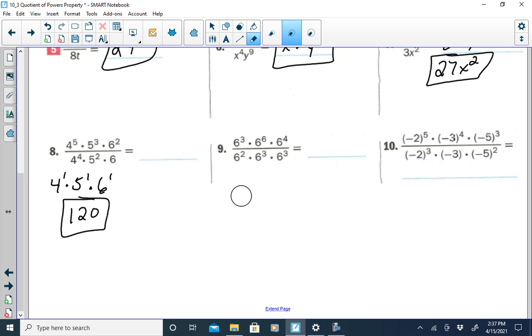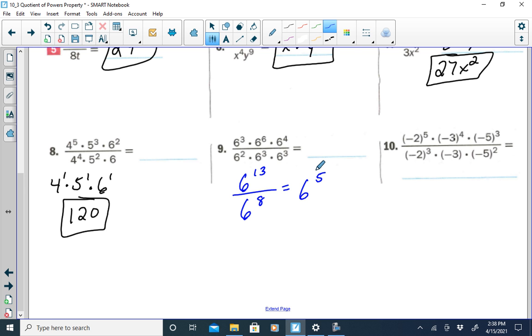Problem 9, that's going to be 6 to the first power for these, or actually let's do it the other way because we all have the same base, right? So let's do it this way. Multiplying powers with the same base, we're going to add their exponents. So that's going to be 3 plus 6 is 9. 9 plus 4, that's going to be 6 to the 13th power in the numerator. In the denominator, we have 2 plus 3 is 5. 5 plus 3 is 8. That's going to be 6 to the 8th power. Dividing powers with the same base, we subtract their exponents. 13 take away 8, that's going to be 5.